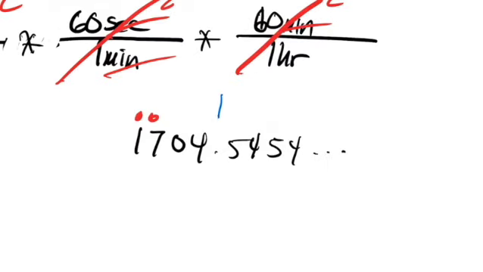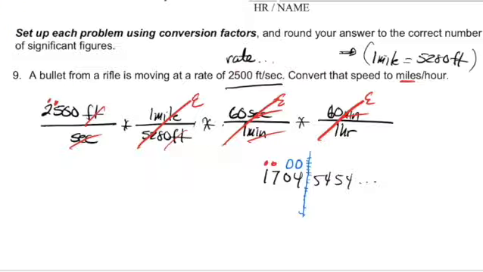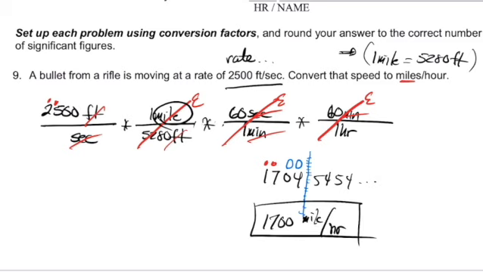When you round a number like 1,704 to two significant figures, we don't get back to the original decimal point. So we're going to put in some trailing zeros to make sure the magnitude of the number stays where it belongs. 1,704.5454, repeating decimal, would round to 1,700. So the unit for this would be miles per hour. And that's how you do this one.